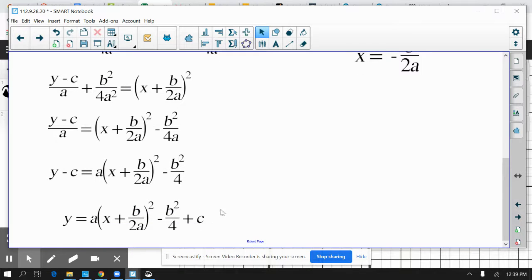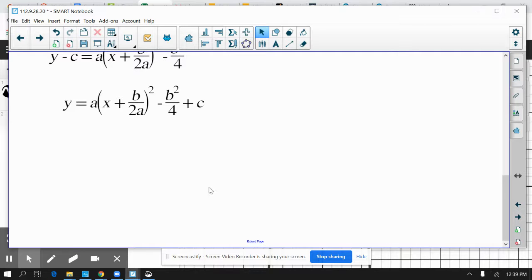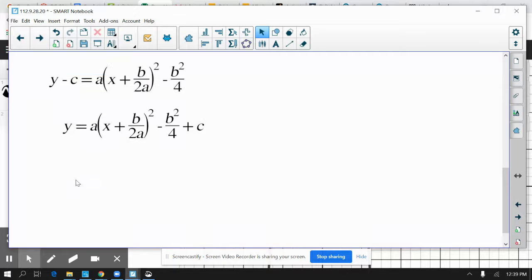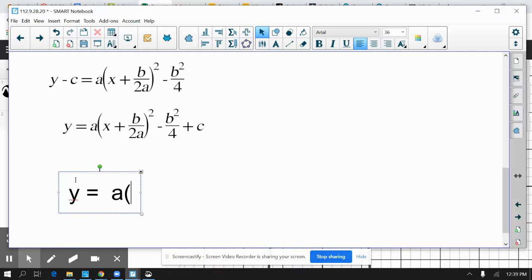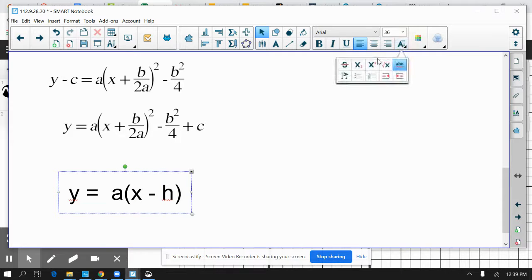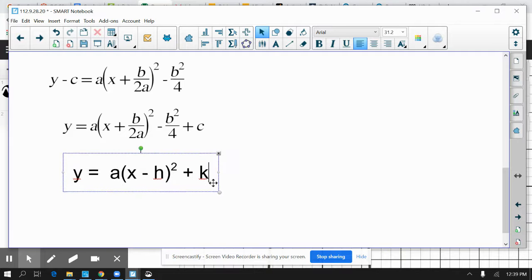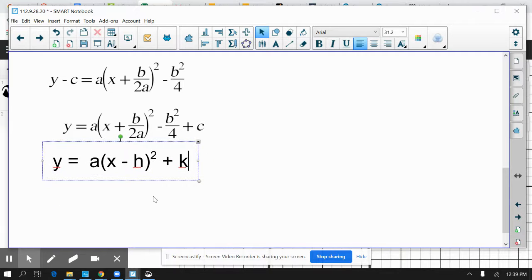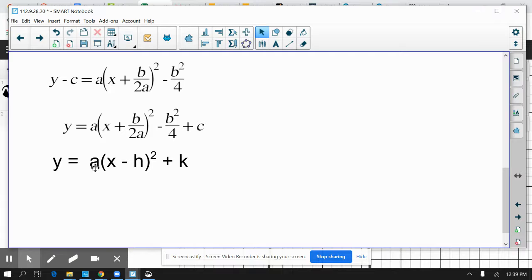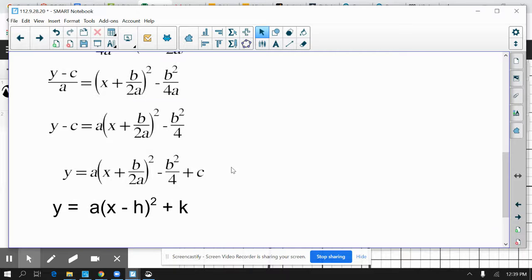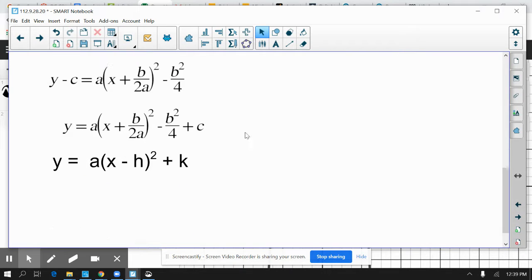So hopefully you could kind of see in here this y equals a times x minus h squared. This is a common way to write vertex form, plus k. So the k would be the movement up and down. The h would be the movement left and right. The a, of course, is the vertical stretch. It's the same a as the original a in ax squared plus bx plus c.